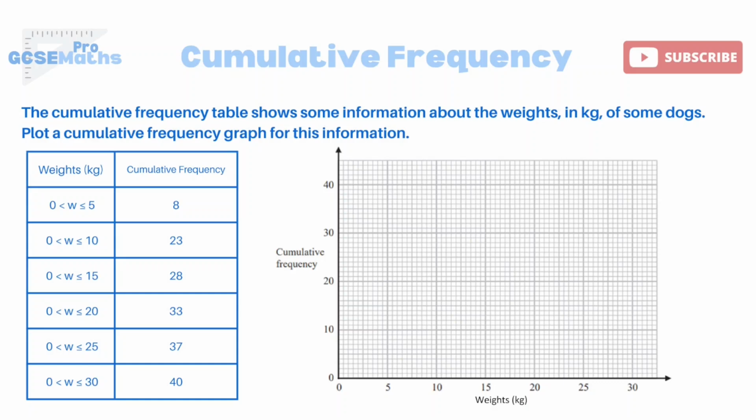So we're first going to just start off with using the cumulative frequency table. Here we have the cumulative frequency table shows some information about the weights in kilos of some dogs. Plot a cumulative frequency graph for this information.